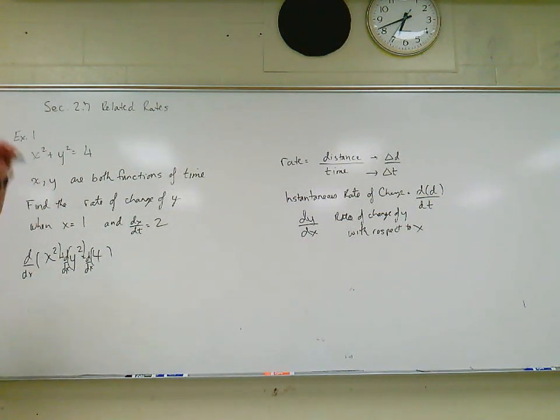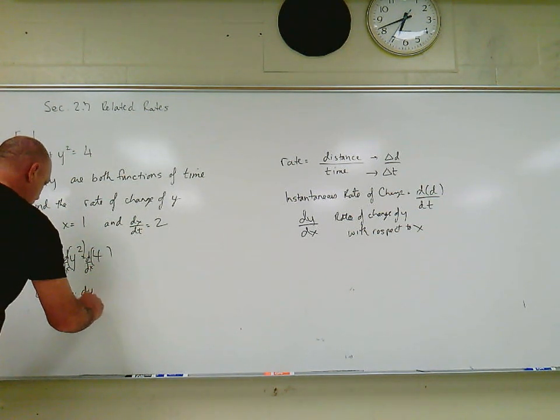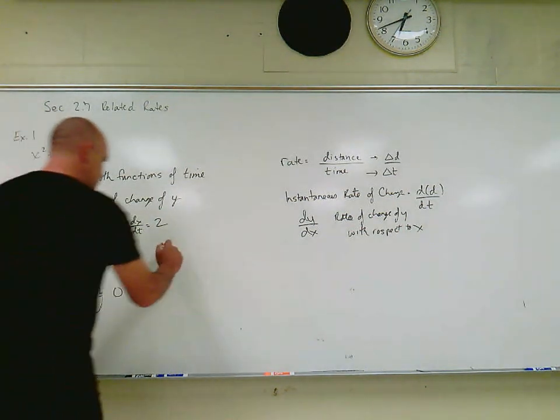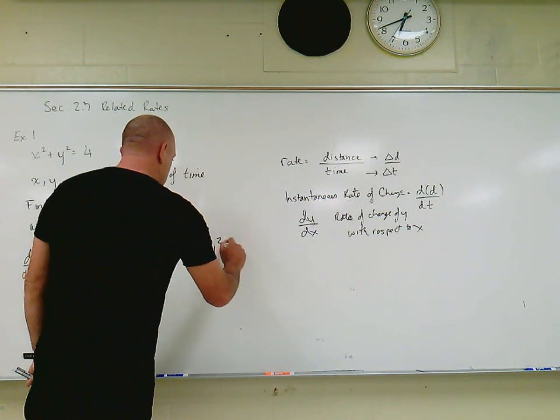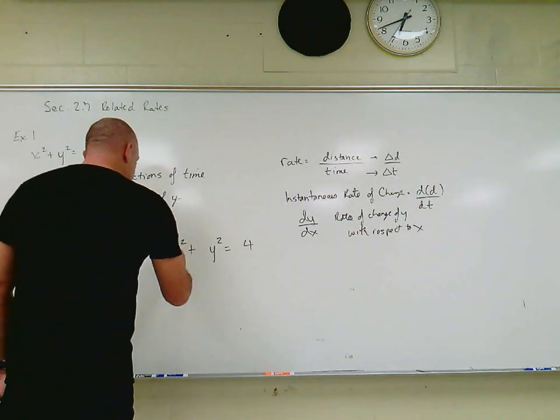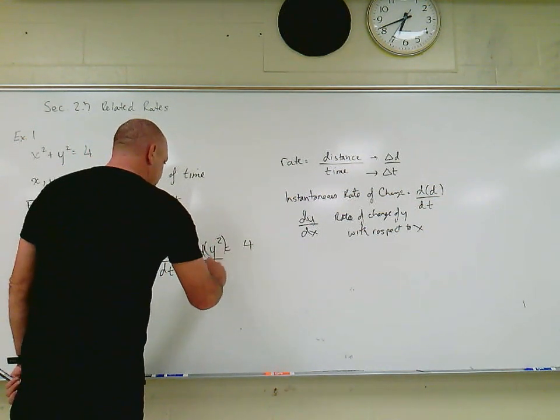Okay? We said 2x plus 2y times dy over dx, or y prime, equals 0. And then we would have gone from there and solved. That's what we did in 2.5. Here's what's different. You're not going to take the derivative with respect to x. You've got to take the derivative with respect to what? Time. d over dt. So x is a function of time, and y is a function of time.